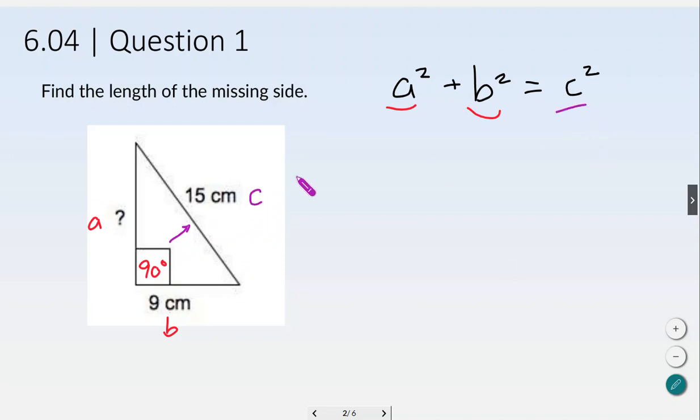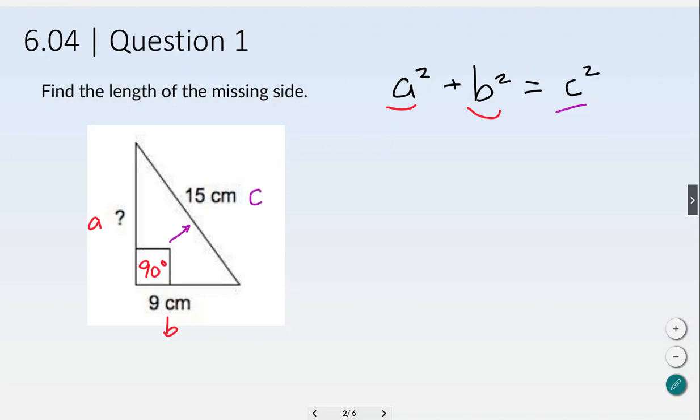Okay, and in this case, that's 15, right? So we have 9, 15, and question mark, right? We don't know what that A side is. Well, thankfully, we have a formula which we can plug in the numbers and find out what that missing side is. So let's do that in this question.